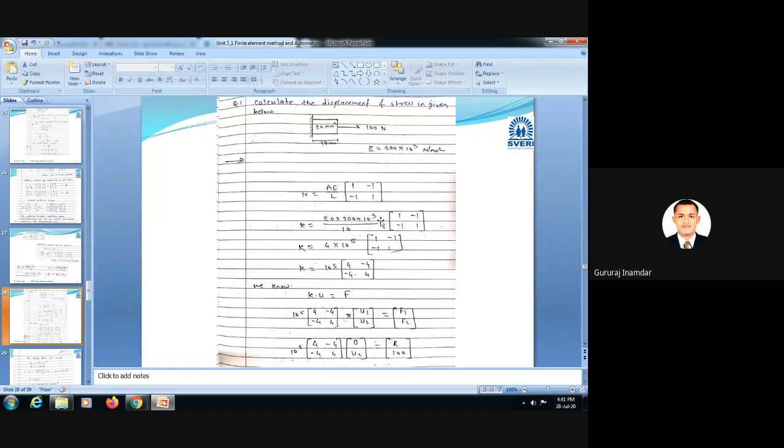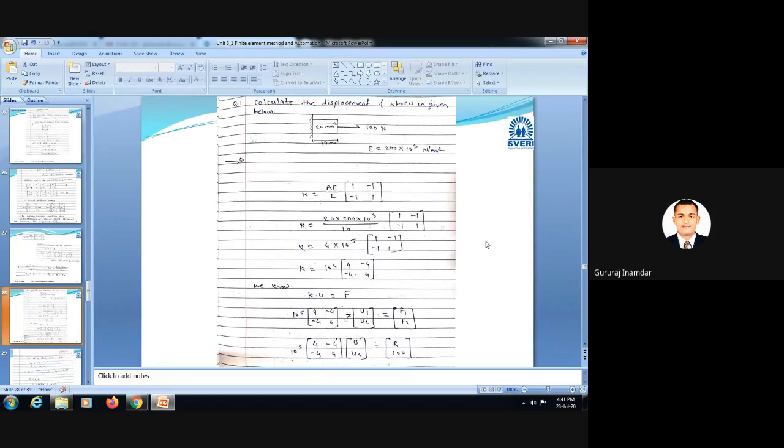So K is equal to, after calculation, 20 into 200 into 10 raised to 3 upon 10, times the matrix 1 minus 1 minus 1 1. K is equal to 4 into 10 raised to 5. After calculation we have kept the matrix as it is, and only the 4 is multiplied and inserted in the matrix. What is the value of K?